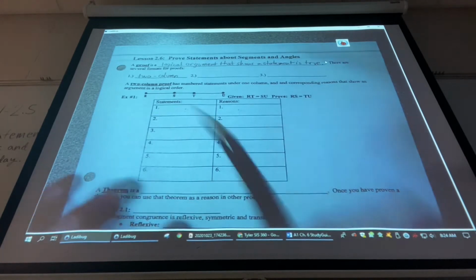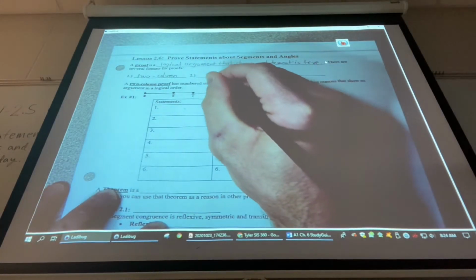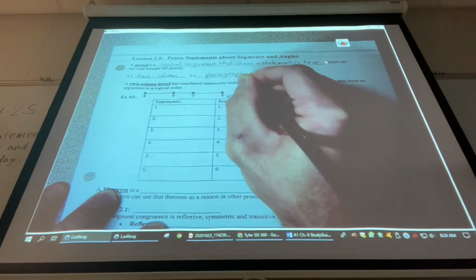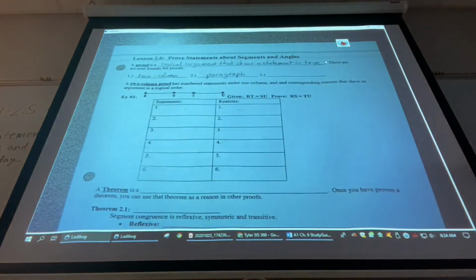But you can also have a paragraph proof, which is basically they're just kind of telling a proof story. They're writing it out in sentences and a paragraph, but you're still going to have a justification for every statement that you make. It still needs to flow and be logical. It still needs to make sense. But you can write paragraph proofs.